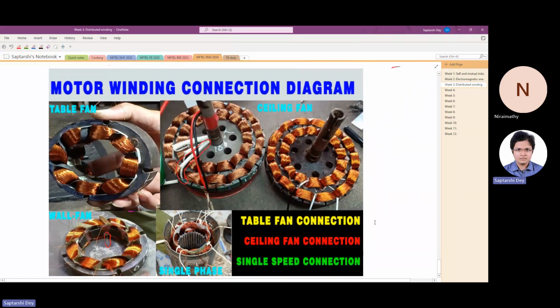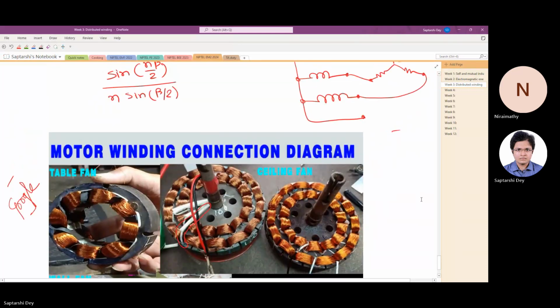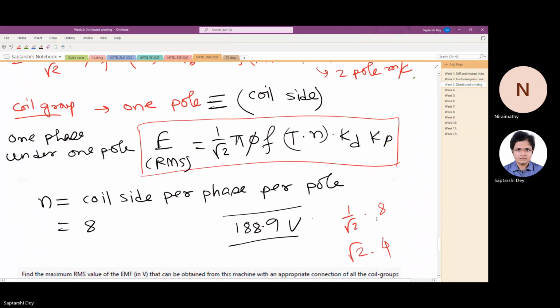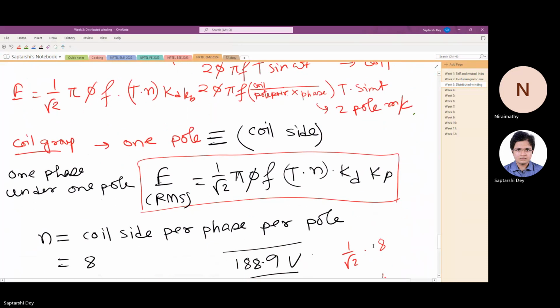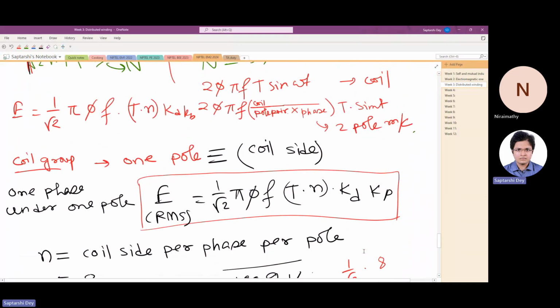Okay, for the record, I took this from Google, from some website, not mine. Okay, we'll wait until 8:45 maybe. After that, I will stop the session.